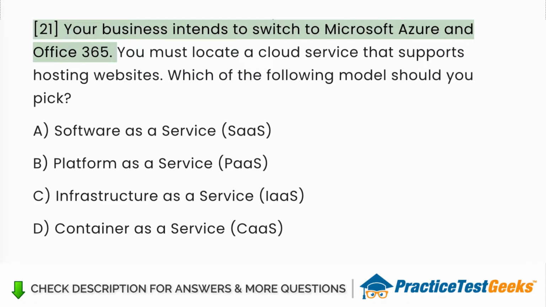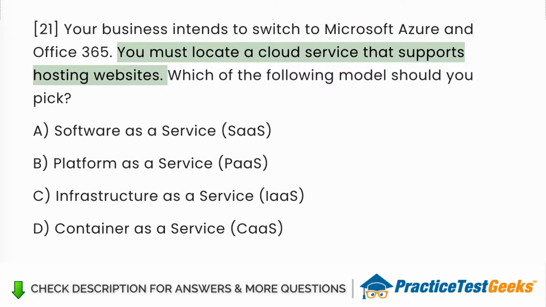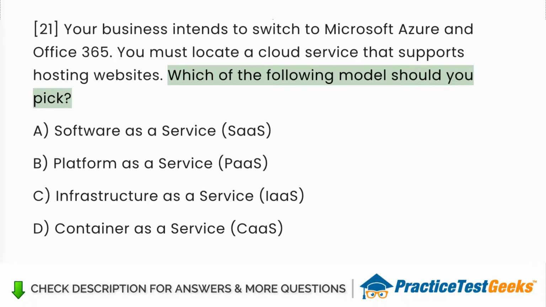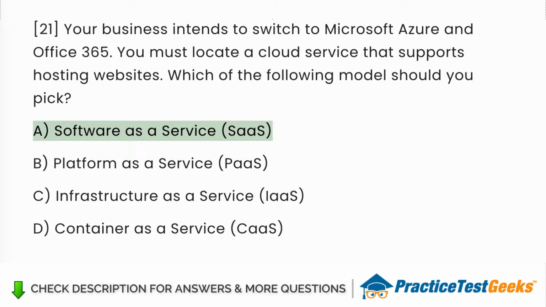Your business intends to switch to Microsoft Azure and Office 365. You must locate a cloud service that supports hosting websites. Which of the following models should you pick? A. Software as a service. B. Platform as a service. C. Infrastructure as a service. D. Container as a service.